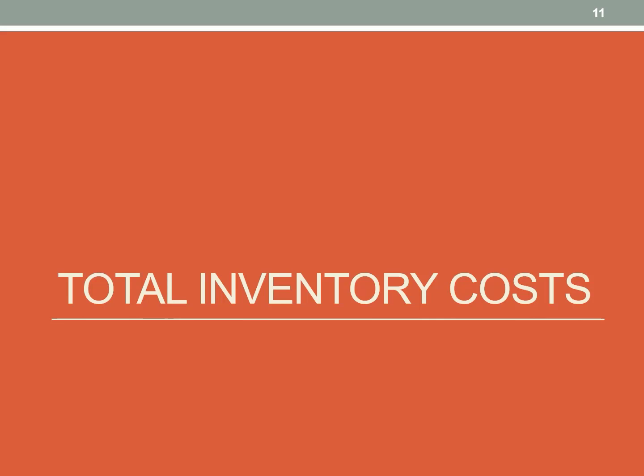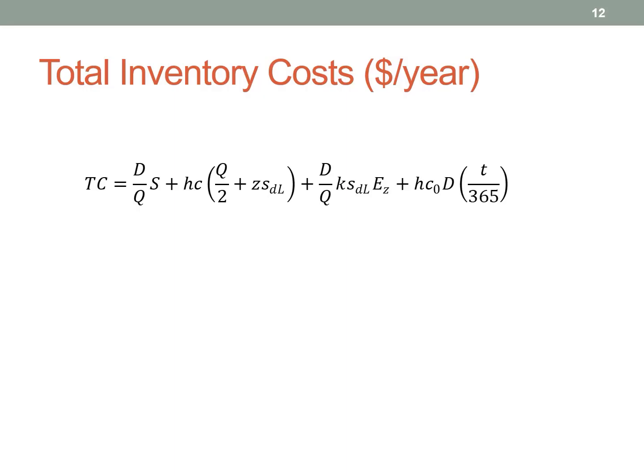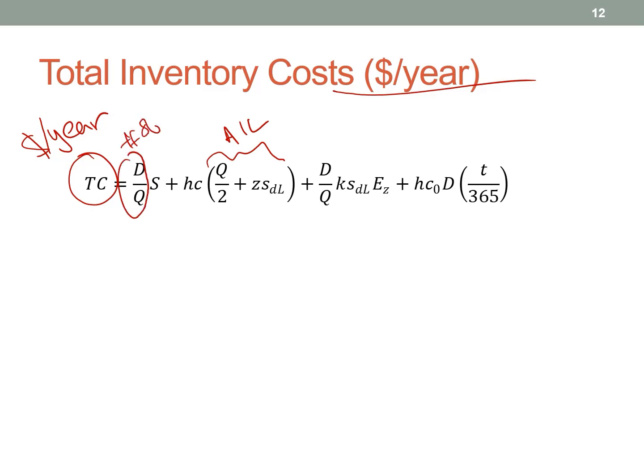So let's look at the total inventory costs. We talked about 4 types of costs. Let's see the total inventory cost equation. If I club all those costs into one formula, I get total inventory cost. This is going to be dollars per year. This is an annual cost. The total inventory cost in dollars per year is given by D over Q multiplied by S plus HC multiplied by Q over 2 plus ZSDL. This, as you can see, is average inventory level, right? D over Q is the number of orders we'll place in a year.